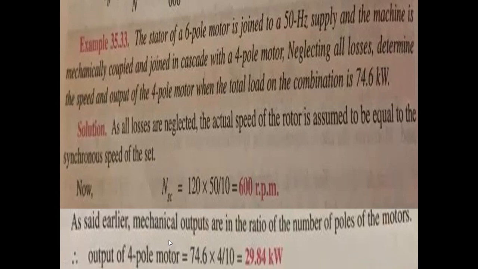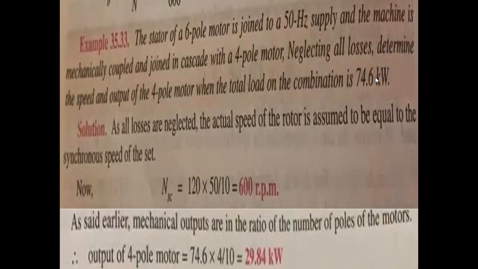They gave the clue that we have to neglect all the losses. Again here also a 6-pole and 4-pole: first machine A is 6-pole, second machine is 4-pole. Supply frequency is 50 Hz. We need to determine the speed and output of the 4-pole machine when the combination has a load of 74.6 kilowatts.